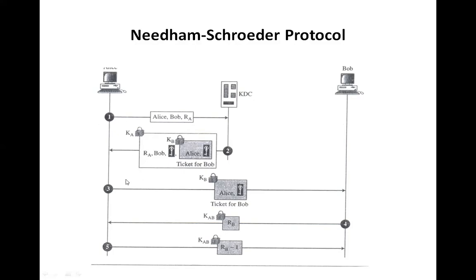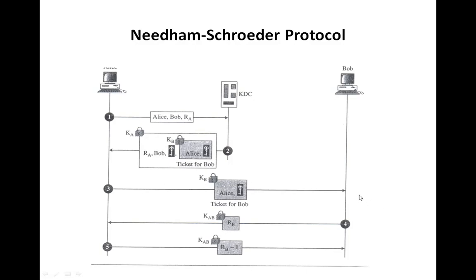By this, she is able to know that the random number she gave to the authentication server is the same number that has been received. And this other part she cannot open because it is encrypted by KB, and KB is available with Bob. So she sends this information to Bob. Whenever Bob receives this, he has KB and decrypts it, and the key becomes available to him.